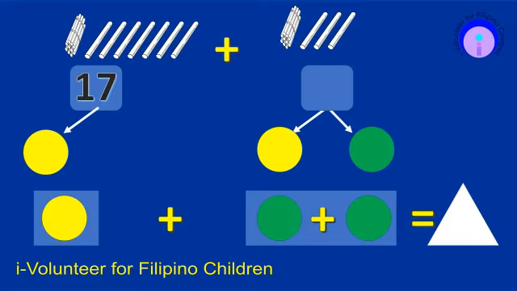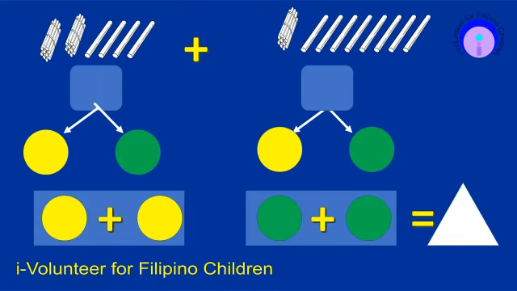Let's have another example. 17 will not be expanded. Instead, 13 is the one being expanded into 10 and 3. Let's start adding. 17 plus 10 is equal to 27, plus 3 is equal to 30.